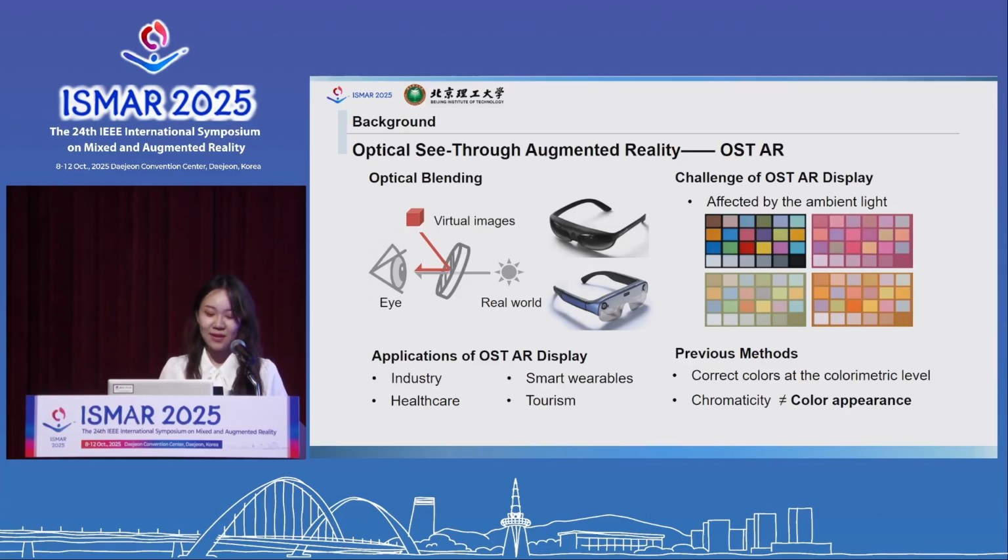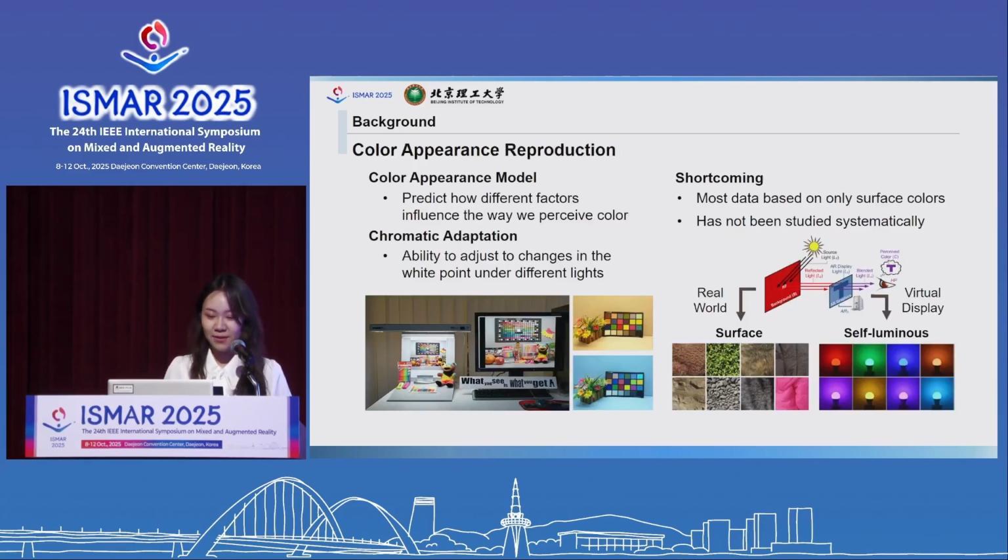Many previous methods had tried to correct the colors at the colorimetric level. However, the chromaticity alone can't fully capture how people perceive the color in AR. And we must focus on the color appearance reproduction because it takes the environmental factors into account. The color appearance reproduction means using the color appearance model to predict how different factors influence the way we perceive color. And the key factor here is the chromatic adaptation. It's our eye's ability to adjust to the changes in the white point under different lights.